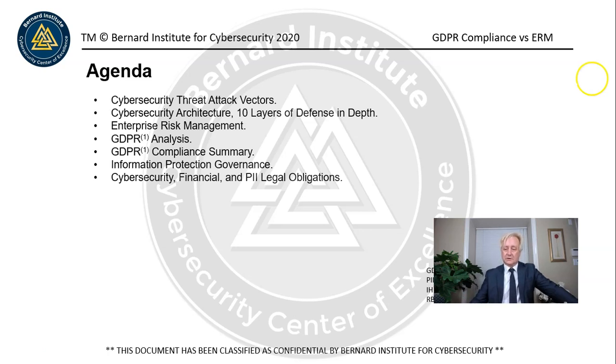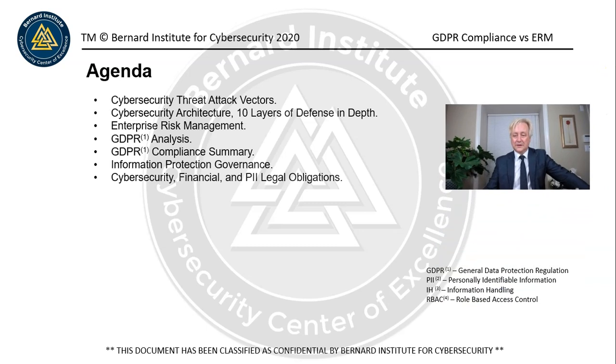You'll see that down here on my screen. Actually, let me move my image. Okay, so right down here you'll see there are some acronyms, and they've been defined down here. So GDPR, General Data Protection Regulation; PII, personally identifiable information; IH, information handling; and RBAC, role-based access control. Okay, so here we're going to talk about the obligations or the legal requirements for a number of different statutes. We're going to talk about some decision points around information handling.